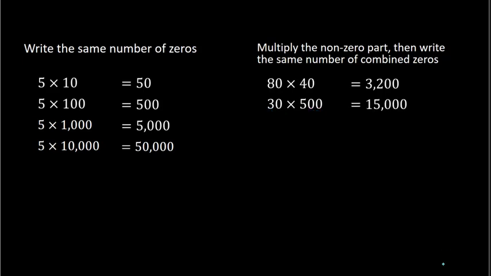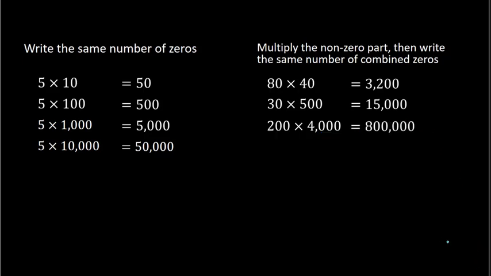Okay, let's try another example. Here we have 200 times 4,000. So again, we're going to multiply the non-zero part. So 2 times 4 gives us 8, and then followed by zeros. We have 1, 2 zeros, and then 3 more zeros, so a total of 5 zeros. So after the 8, we put 5 zeros. And that number that we have is going to be 800,000.